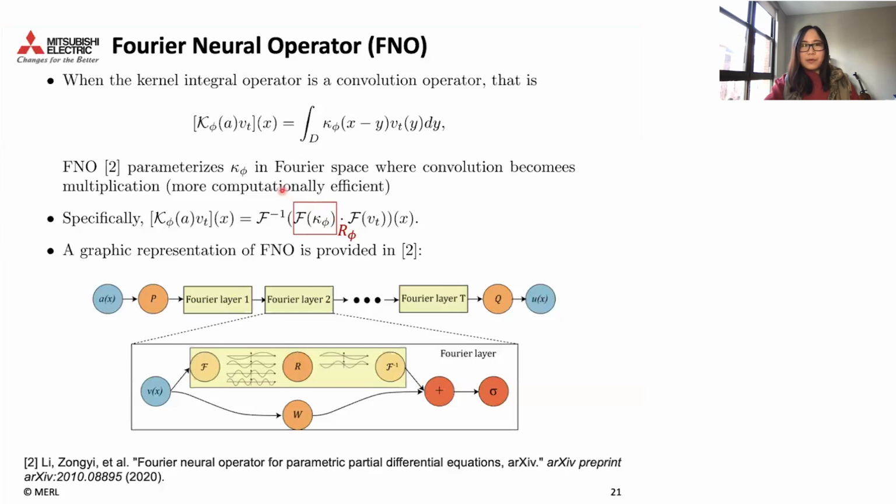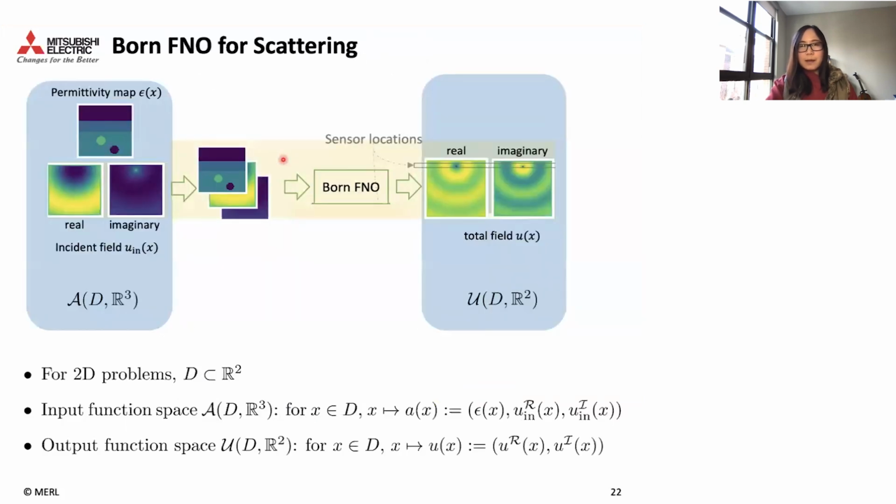And as you might have noticed, we have already seen quite a lot of similarities between our model-based approach, or more precisely, how the Lippmann-Schwinger equation looks and how the Fourier Neural Operator is working. So based on those observations, we made some modifications for the Fourier Neural Operator. Actually, it's based on the Born series approximation for the Lippmann-Schwinger equation.